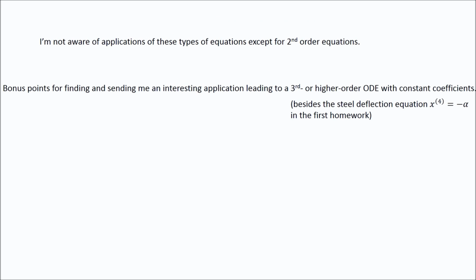Right, so we're pretty much just going to do second order equations, unless I find some wonderful application of higher order equations. I'm sure the applications are out there, I just haven't been made aware of them yet. So if anyone in my class finds a third or higher order differential equation, besides the steel beam problem, that was one example, I am definitely interested to hear about it.